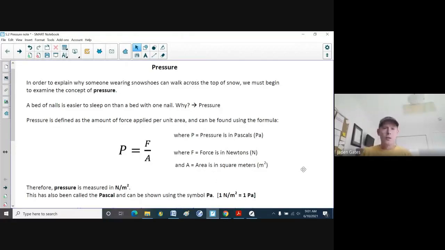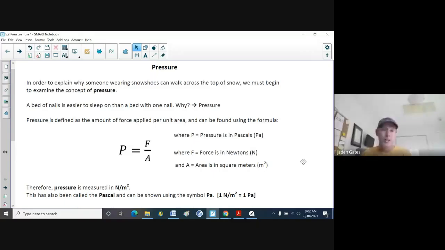All right, so like I said, today we are going to look at pressure and its application. It's going to explain why someone wearing snowshoes can walk across the top of the snow. It's all about pressure, and it's the same thing with the bed of nails trick, which really isn't a trick, because when somebody sleeps on a bed of nails, that's easy compared to if there's just one nail sticking up. That would be a problem because of the pressure.